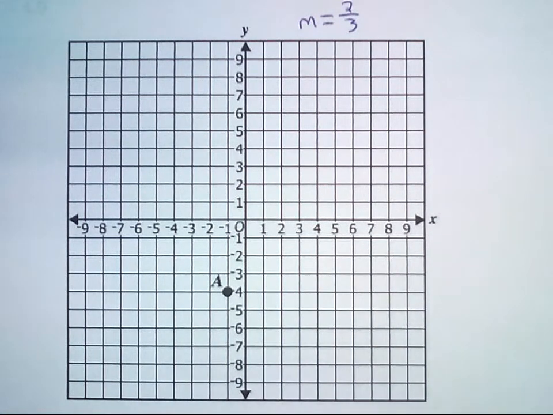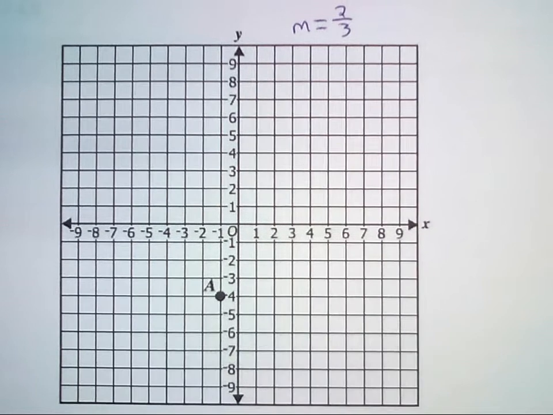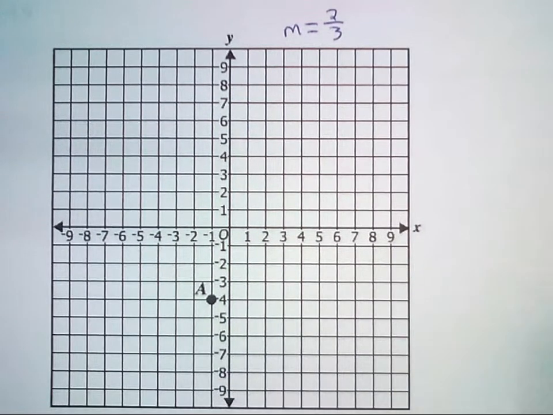Hello and welcome to a review of SOL A.06a, slope of a line, but a little bit more in-depth, or extra if you will. So I just want to reiterate this whole slope concept and how it actually works with graphing. If you notice, I've actually got a point on my graph. I've got this point A, and I've got a slope up here of 2/3.